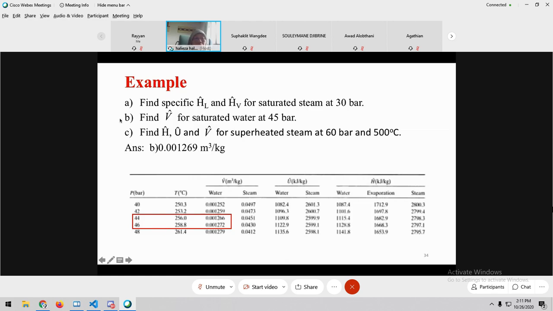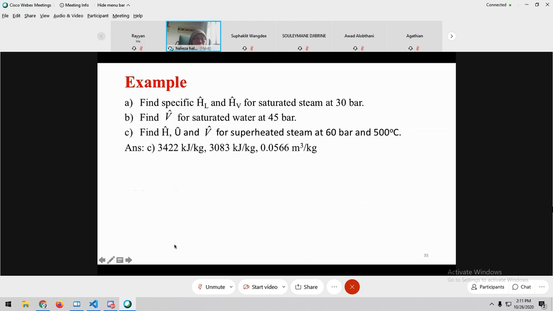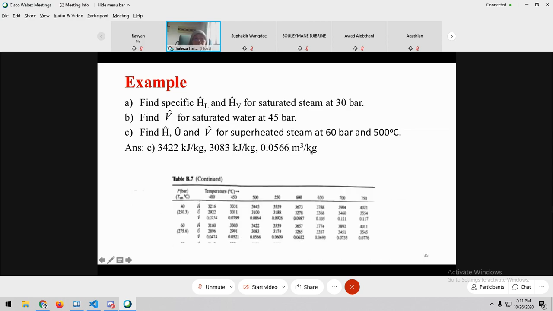Okay, the third part of the example, part C. Your pressure is 60 bar. Okay, 60 bar is there. You have 500. So you need to find the values for enthalpy, that's capital H, internal energy, capital U, and the specific volume, V. All of these values are for specific enthalpy, specific internal energy, and specific volume.